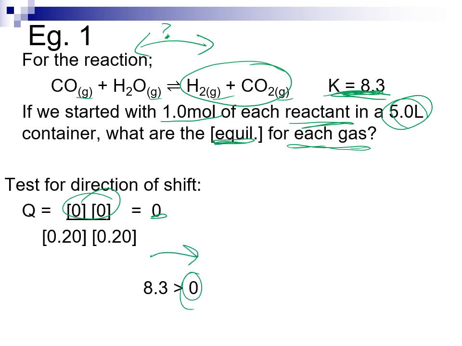So anytime you don't have products, you know Q is 0, you know you need to shift to the right to make some products to get to equilibrium. Again, you probably don't need to actually calculate that. As long as you have no products, you know it's got to go right.